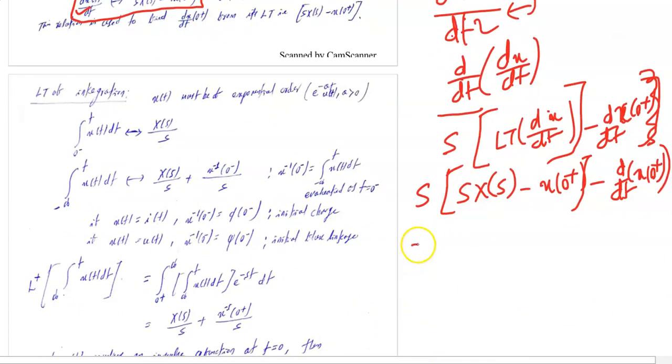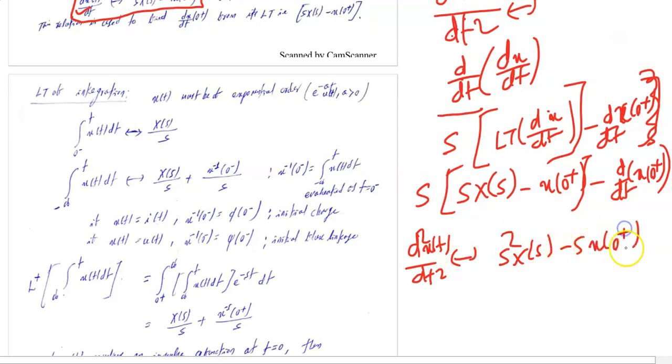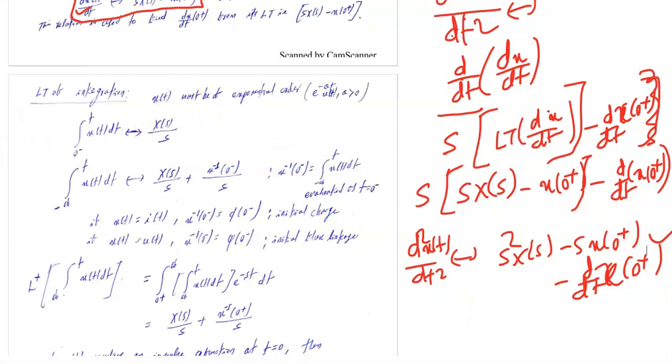We have d square x(t) upon dt square has the Laplace transform of s square X(s) minus s x(0) minus d upon dt x(0+). You can extend the same way, in this way. Only you need to remember this Laplace transform of the first derivative, and you can extend it.